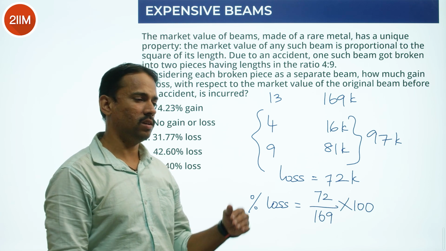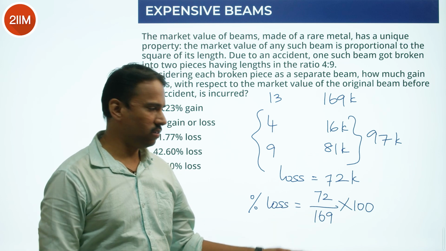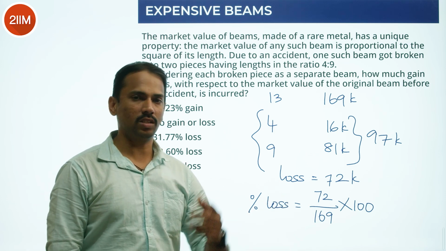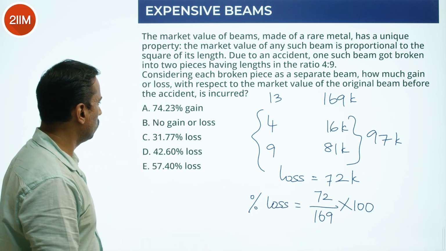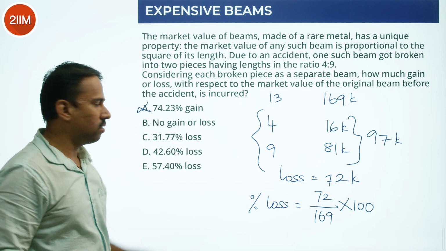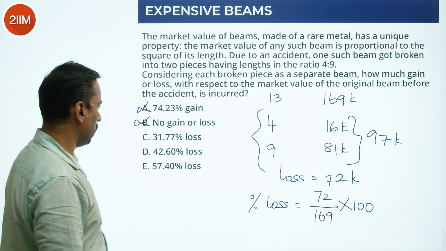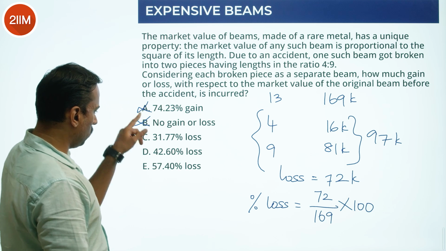So it's going to be slightly less than half, because for 170 half is exactly 85. It's going to be less than 85, but not much less, slightly less than 85. So definitely option A is not the right answer. It says gain. B again can't be the answer. No gain, no loss, can't be the answer. So we are still left with 3 options.